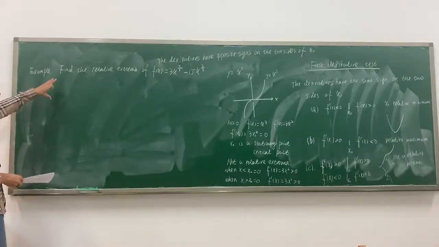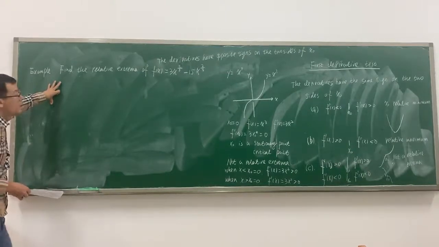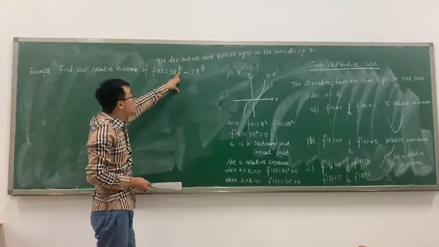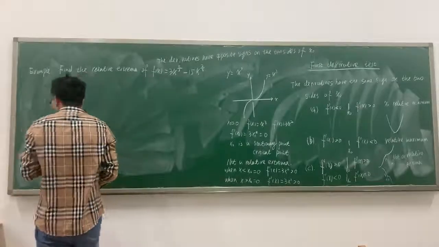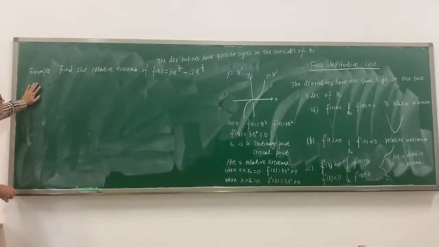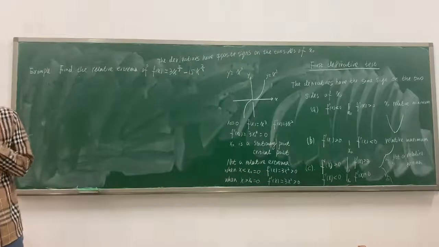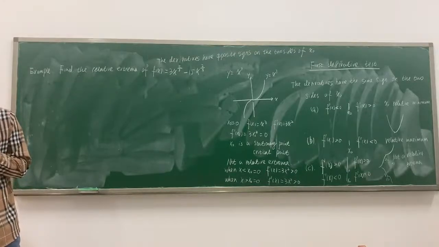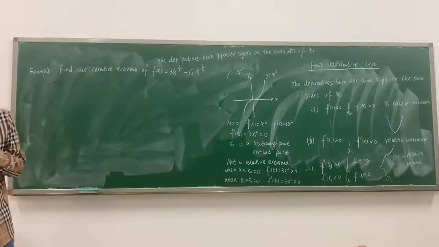Now find the relative extrema of f(x) equal to 3 times x to the power 5/3 minus 15x to the power 2/3. For this example, first you need to find the derivative and find the critical points. We know that the relative extrema occur at critical points, so the first step is to find the critical points.